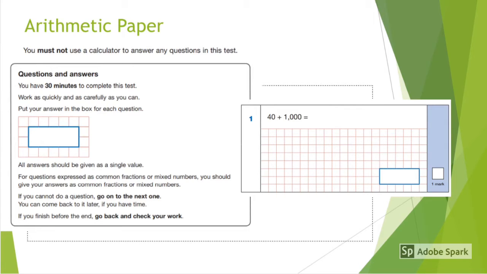We spend a lot of time in Year 6 practicing arithmetic. We do arithmetic every single day, and once a week we do an equivalent of a half paper, a shortened arithmetic paper, and the children really like trying to beat their own scores and improve their performance. It's all about being quick and accurate.